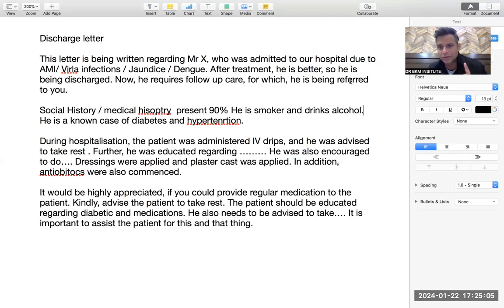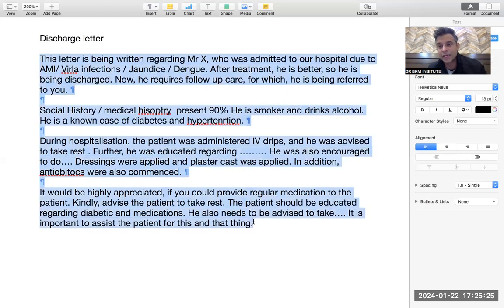Okay, I will count the lines. 1, 2, 3, 4, 5, 6, 7, 8, 9, 10, 11, 12, 13. If I do 13 into 15 or 12 into 15, it should be 180 words. So this is how small an OET letter is. That is why I say OET writing can be done in just 10 minutes, if you know the concept.